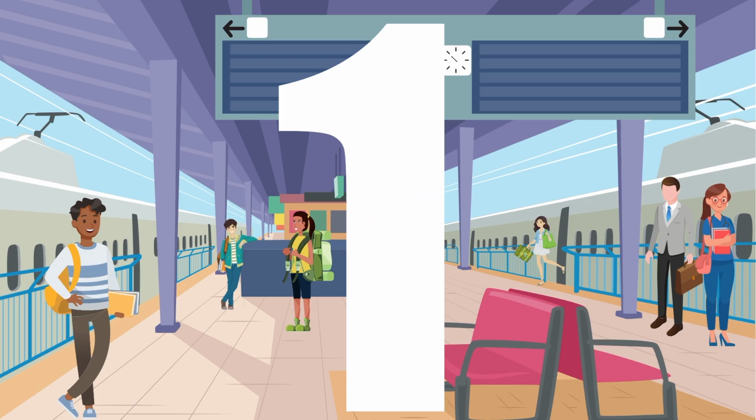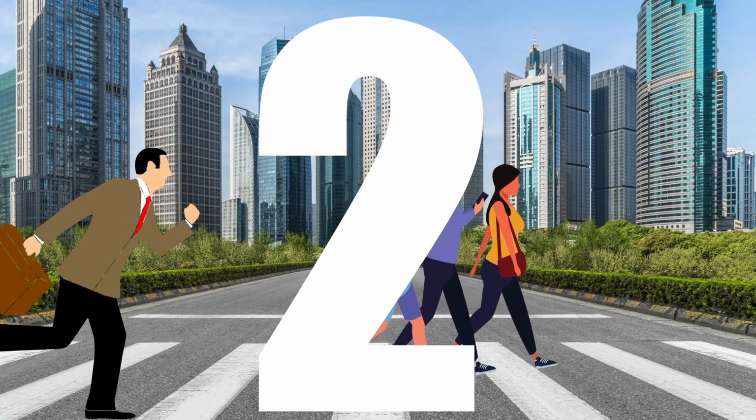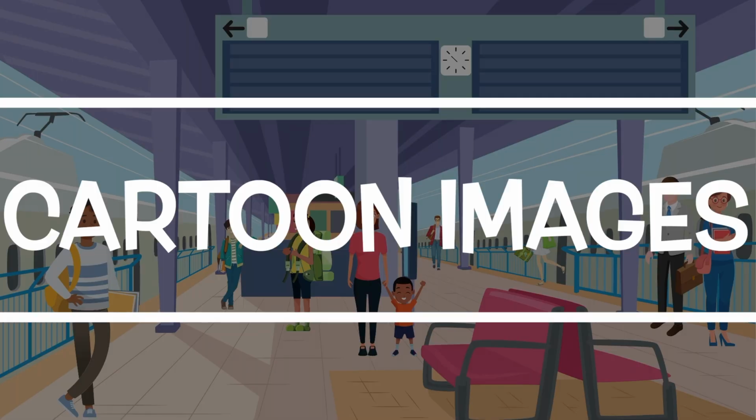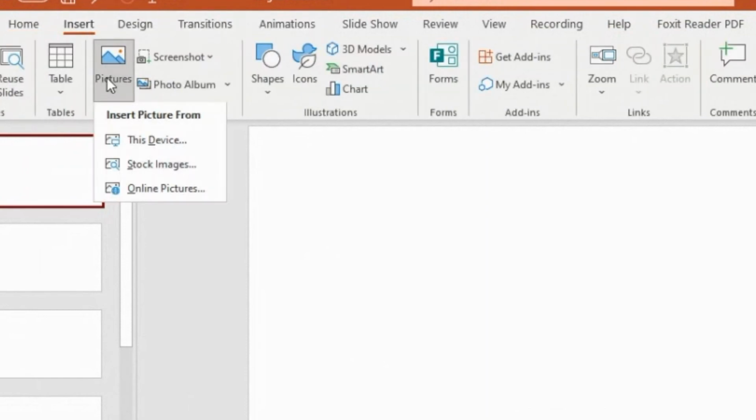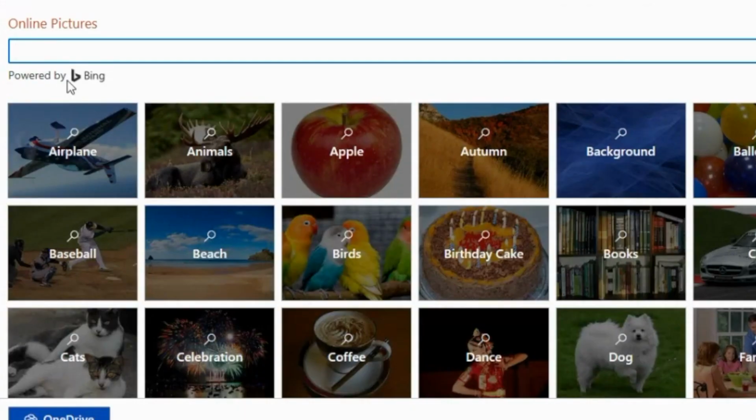To make this animated tutorial, you'll only need a few things: cartoon images, animations, and great sound design. So let's get started. You'll need some cartoon images for your background or setting and for the characters themselves. You can easily get them through PowerPoint by clicking on Insert Picture, Online Pictures. Then type in what you want, plus cartoon.